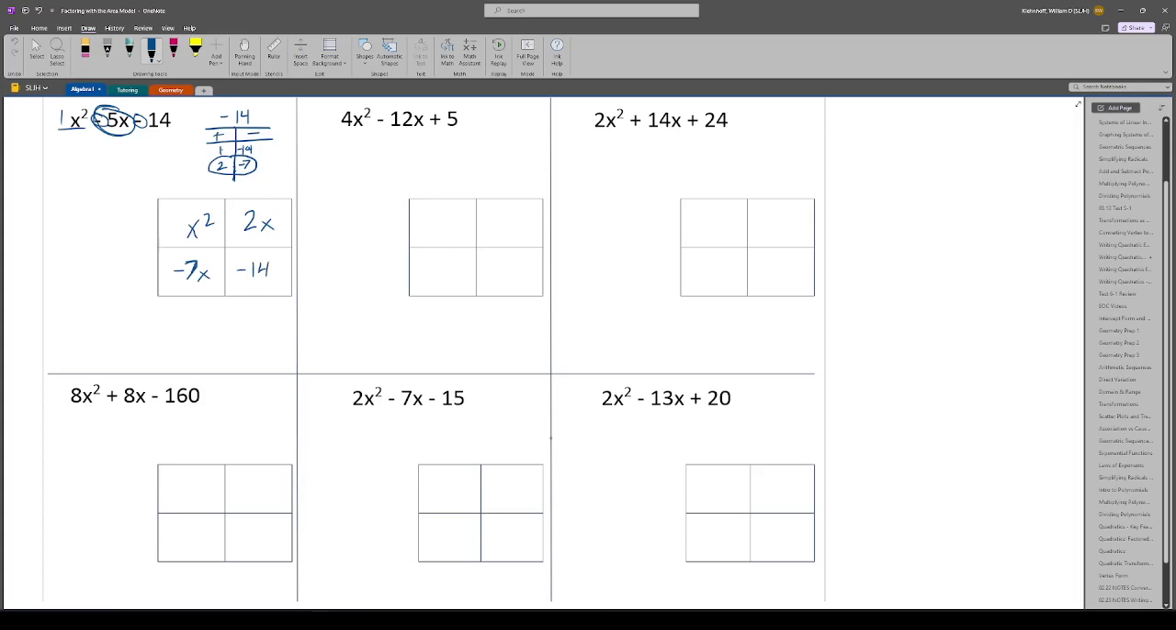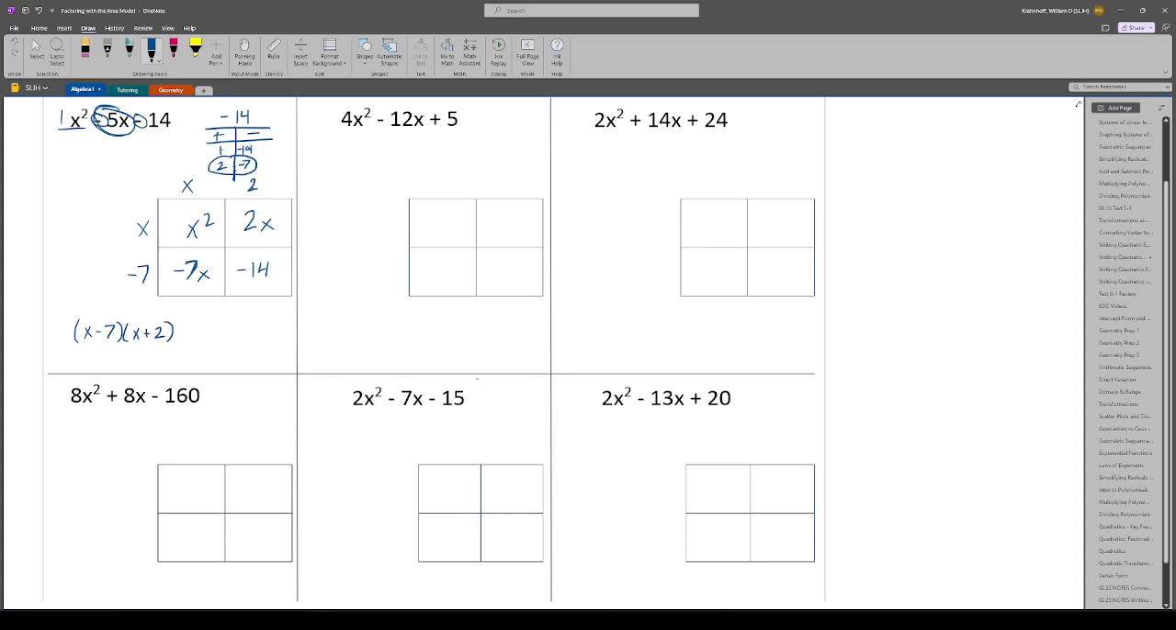My GCF on my top row is just x, so that means my top term here has to be x. Then this must be a negative 7, and this must be a 2. And then to check it, 2 times negative 7 is negative 14, so I did everything correctly. And my answer, there was no GCF, I just have x minus 7 times x plus 2, and that's it.